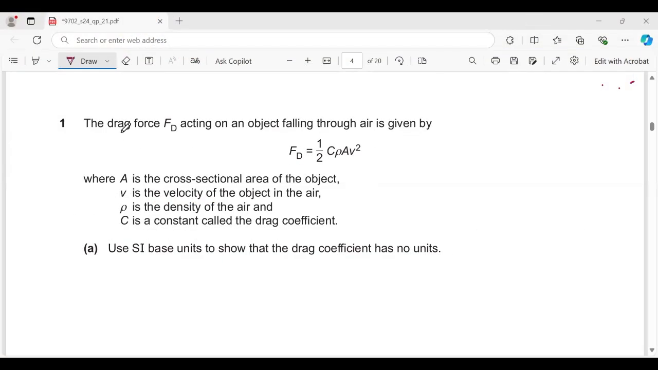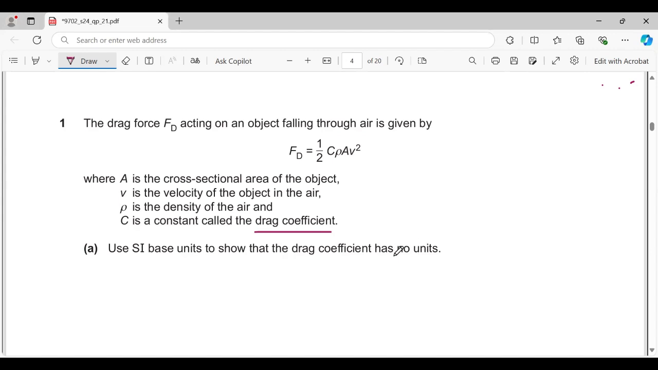Number one, the drag force F_D acting on an object falling through air is given by this equation, where A is the cross-sectional area of the object, v is the velocity of the object in the air, rho is the density of the air, and C is a constant called the drag coefficient. Use SI base units to show that the drag coefficient has no unit.